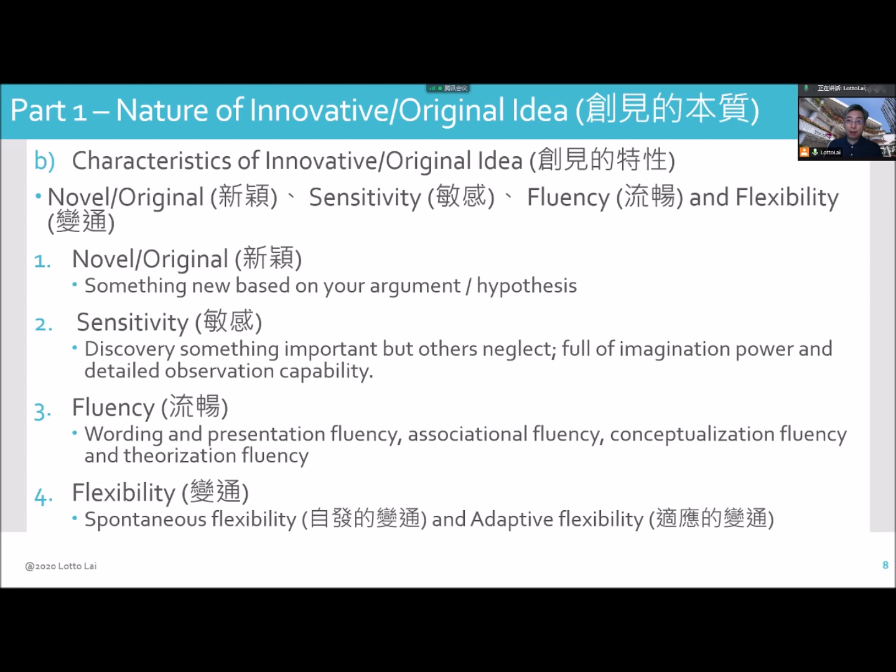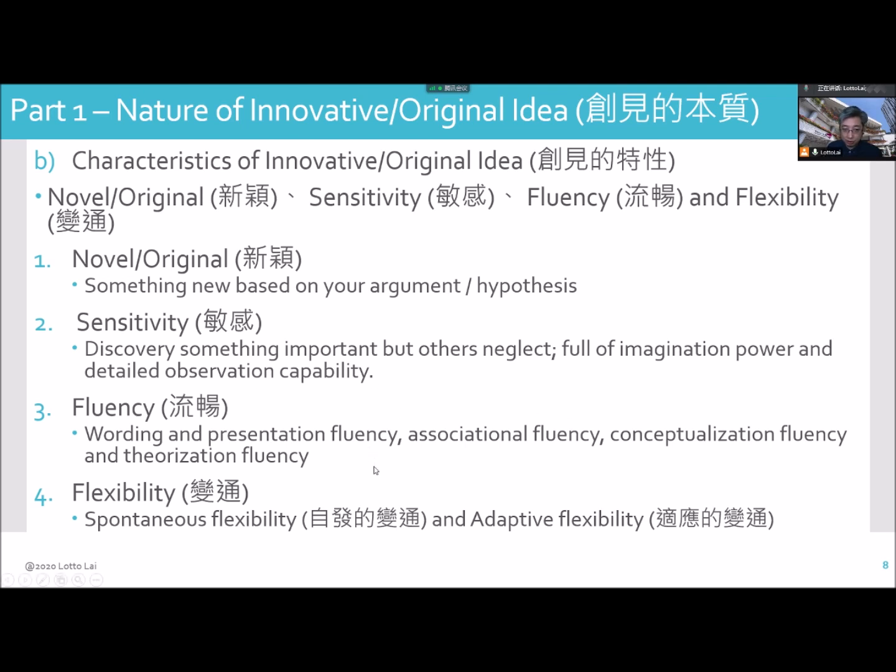So, second part: what are the characteristics of innovation or original idea? They are originality, sensitivity, fluency, and flexibility. I will explain each. Originality is something new based on your own argument or hypothesis. Sensitivity is to discover something important that others negate, or to use full imagination and detailed observation capability. It depends on your own characteristics.